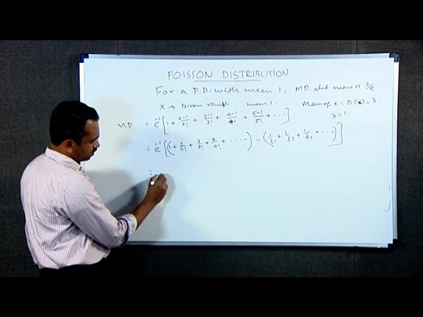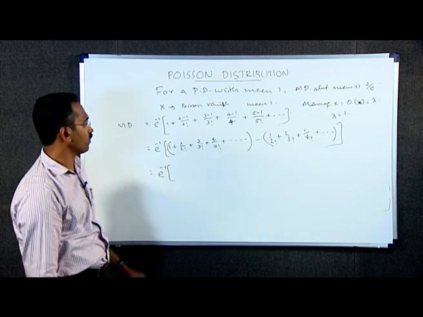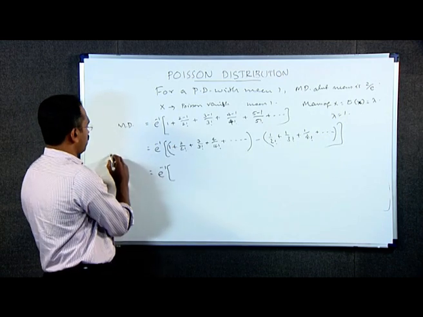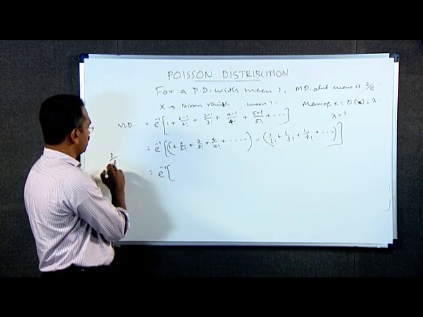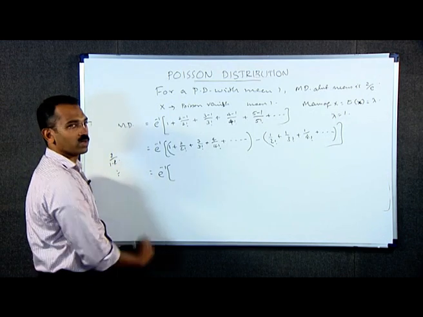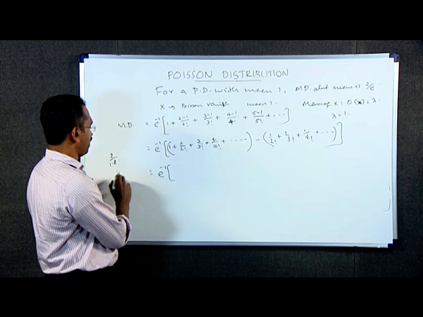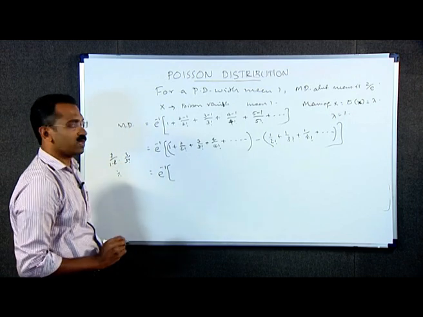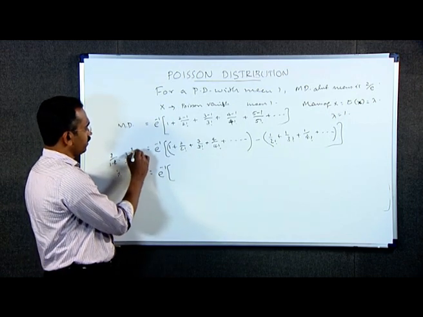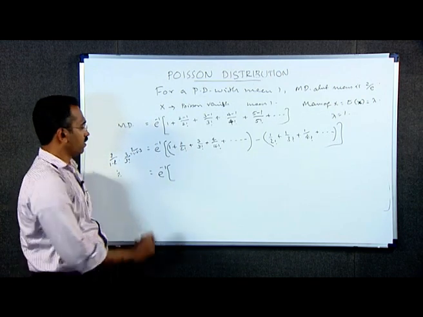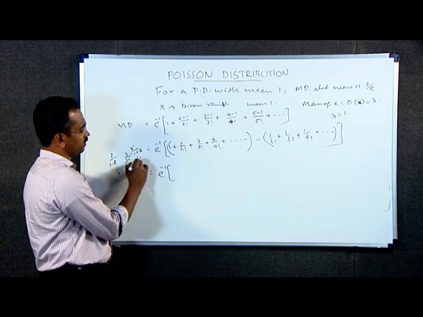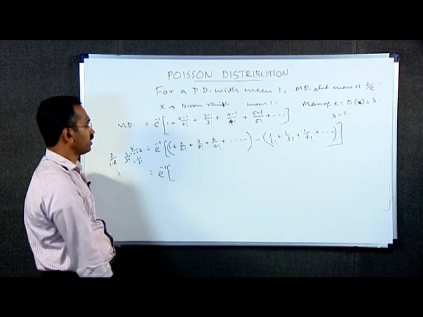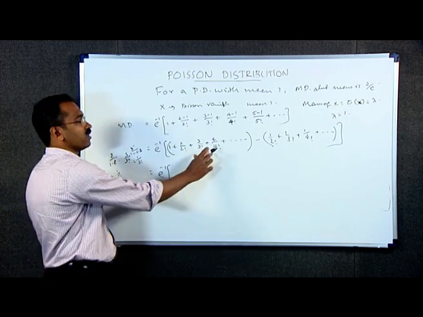This is equal to e raised to minus 1 into, here 2 by 2 factorial means 2 by 1 into 2, 2 cancelled, therefore 1 by 1, that is 1. 1 means 1 by 1 factorial. In this term 3 by 3 factorial means 3 by 1 into 2 into 3, that is 3 and 3 cancelled, the remaining term is 1 by 2 factorial. Similarly, in the next term we will get 1 by 3 factorial and so on.